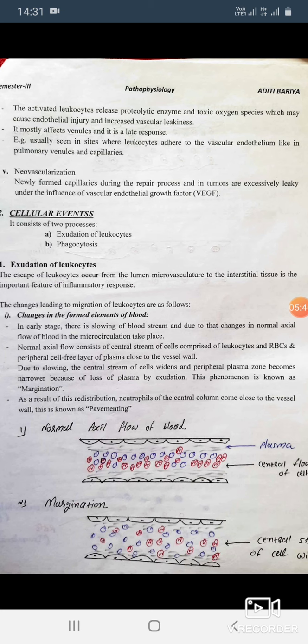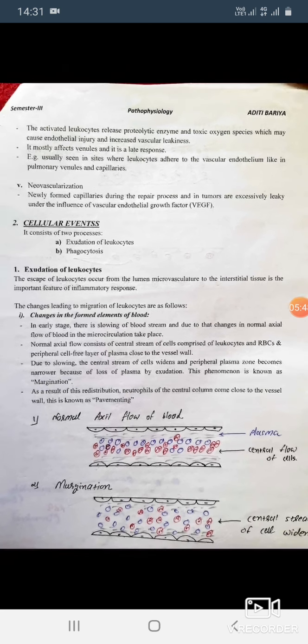You can see the cells flow in a center position. Exactly, they flow in the central part. So there is a central flow of cells, right? And that is covered with the plasma. Peripherally, or nearby the blood vessel wall, close to the blood vessel wall, there is a cell-free layer of plasma.